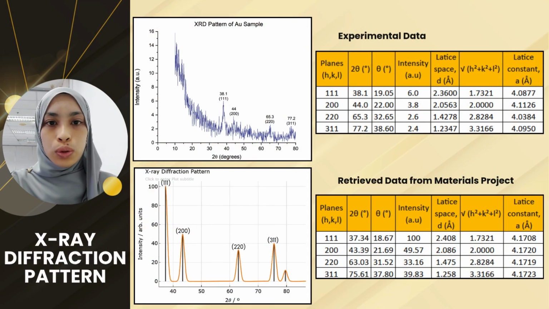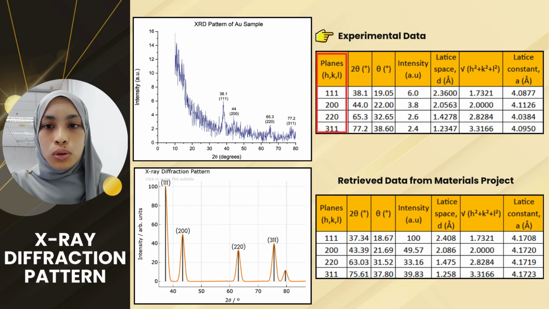Now, let's move on to the comparison between the experimental X-ray diffraction data of Aurum and the standard data retrieved from the Materials Project database. On the top right, we can see the experimental data obtained from our XRD analysis. The major peaks appear at 2 theta values of 38.1 degrees, 44 degrees, 65.3 degrees, and 77.2 degrees, which correspond to the 111, 200, 220, and 311 planes respectively.